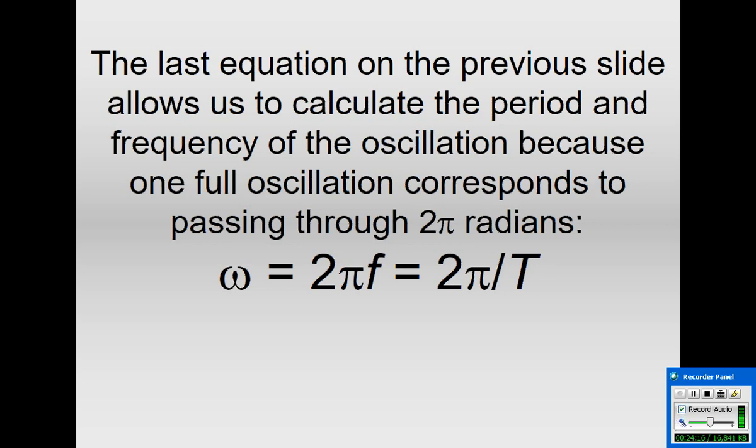I can also bring in the relationship with the period, and say that omega is equal to 2 pi divided by the period. So in the case of the mass spring system, if I know k and if I know m, I can figure out the period. I can figure out the frequency.